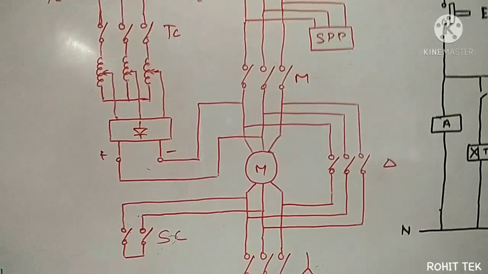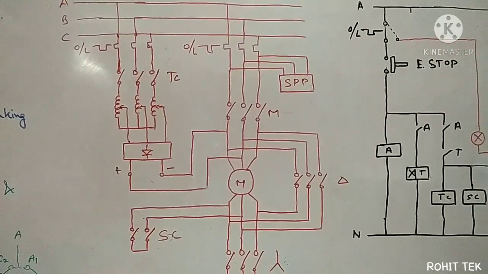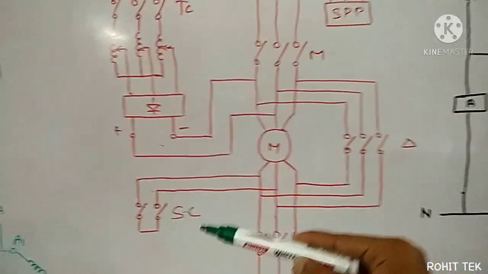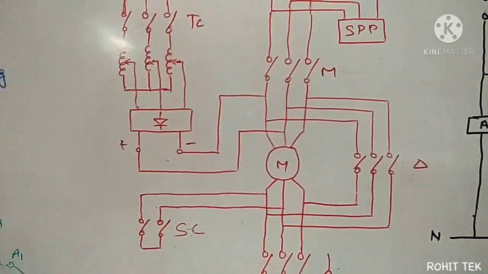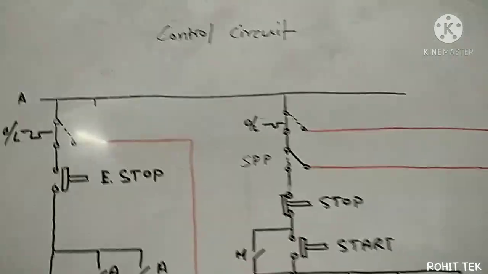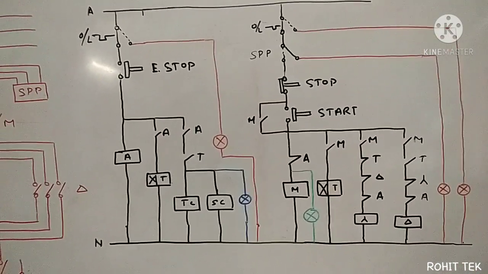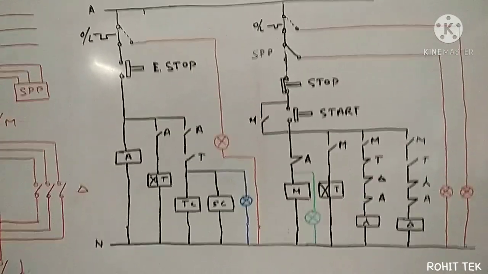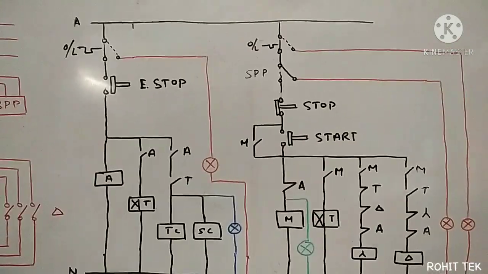Okay, so let's switch to the control circuit. These contactors have to be controlled. To control those contactors, I have to design a control circuit. So here it is. This is basically the control circuit. This control circuit is controlling the power circuit. So let's try to decode this control circuit.